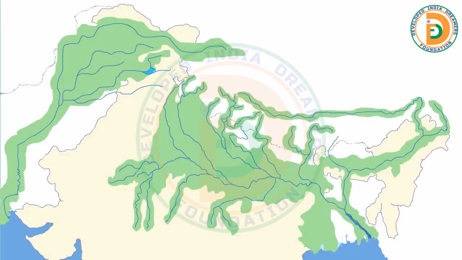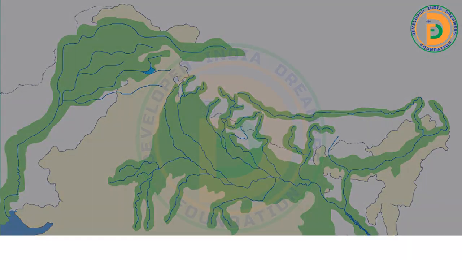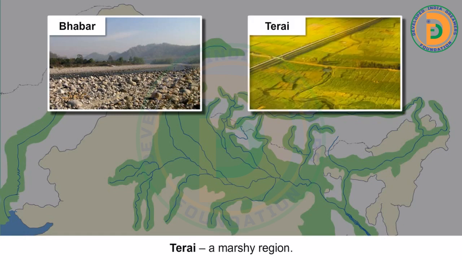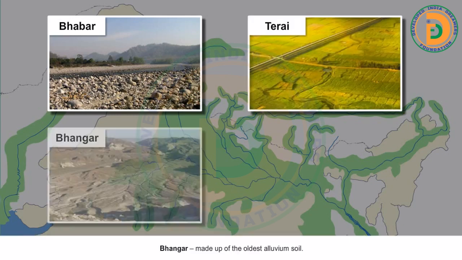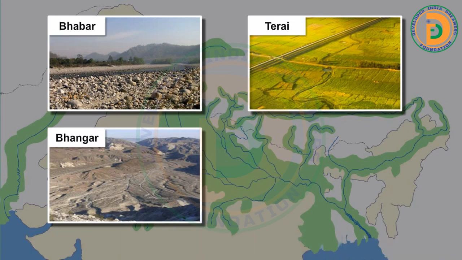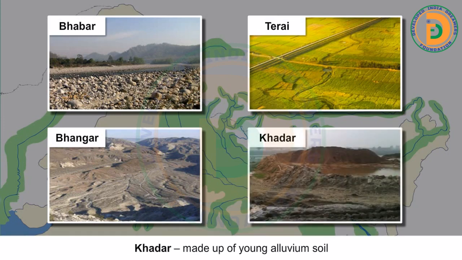Based on relief features, the plains are divided into 4 regions. Bhabar is a narrow belt of pebble deposits. Terai is a marshy region. Bhangar is made up of the oldest alluvium soil. Khadar, the most fertile region, is made up of young alluvium soil.